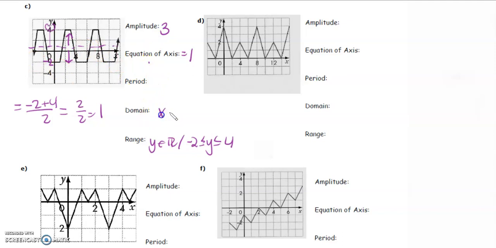Okay, domain, I'm going to throw in an x ∈ R, and then the period. Let's go from the starting point at the maximum, over, down, over, up. So we go from 2, because this is a scale of 2, 2, 4, 6. I'm going to say that this is 7. So from 2 to 7, our period is 5.